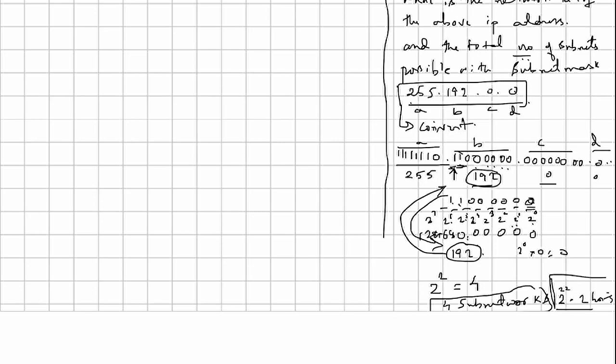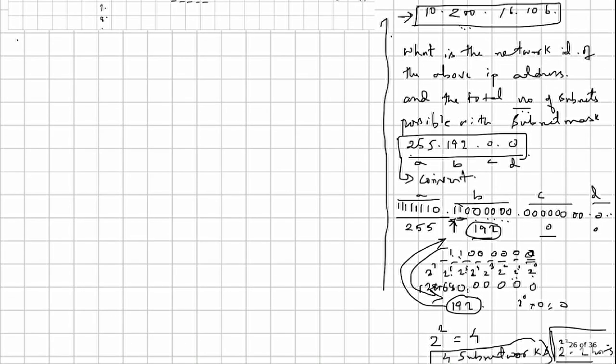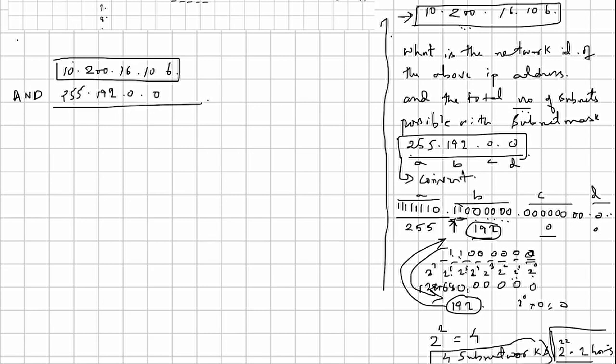And let us see here. Since we have taken the IP address 10.200.16.106, if you want to get the network ID of this IP address, just do an AND operation with the subnet mask 255.192.0.0, and we will get the network ID. If you do an AND operation here, what we will get is 10, because any number ANDed with 255 gives the same number, so 10, and then 200 and 192. If you do an AND operation here, what is the 200?